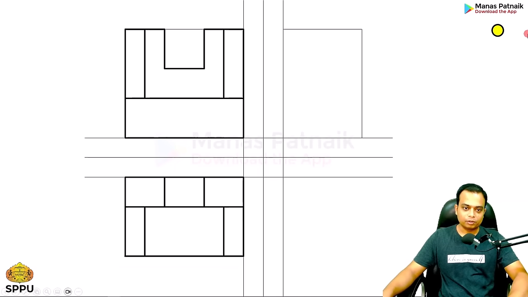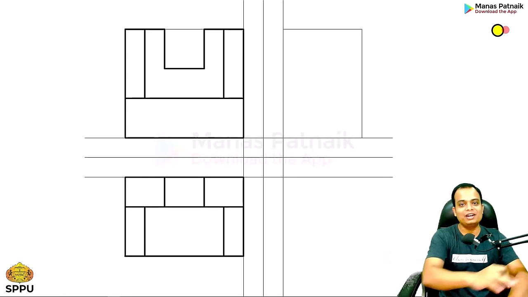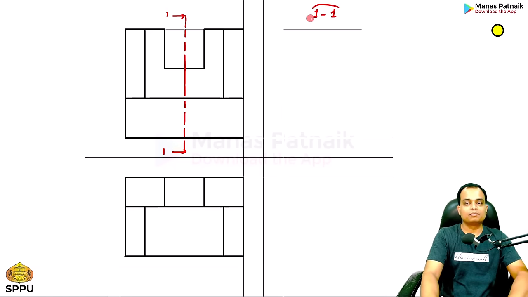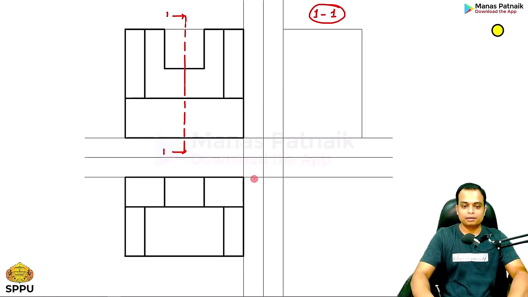We are done with the front view also. Now we just need to create the left hand side view. What? Not the left hand side view, but the sectional left hand side view. Okay, it's a special kind of a left hand side view. So basically what we're doing is, let's say we pass a section, right, and we take a look at it from over here. Okay, let me say this is section 1-1. So I can also write this as section 1-1, right?